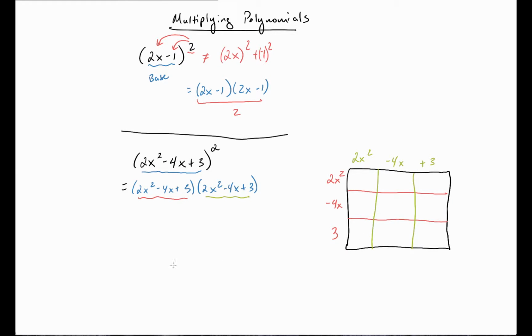Okay. Now I just have a bunch of simple things to multiply out. And you can just go through. I'm going to do it row by row. 2x squared times 2x squared, 4x to the 4th. 2x squared times -4x is going to be -8x to the 3rd. And 2x squared times 3 is going to be 6x squared. And you can go through and populate everything else using the same method.